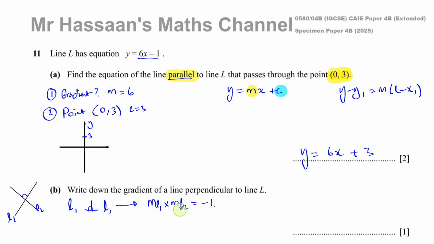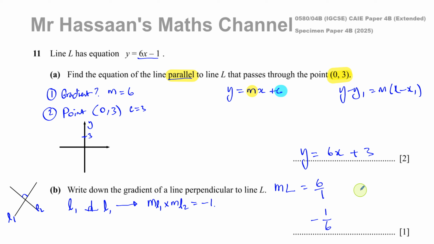Okay, so what that also means is if you want to find the gradient of the line perpendicular to the gradient that you know, then it's going to be its negative reciprocal. Negative reciprocal. So basically, the gradient of our line that we know is equal to 6/1. So therefore, the perpendicular line is going to be the same numbers but flipped and change the sign. So you change the sign and you write the reciprocal of the gradient. So -1/6 will be the gradient of a line perpendicular to line 1. And there's the answer to question 11 part B.